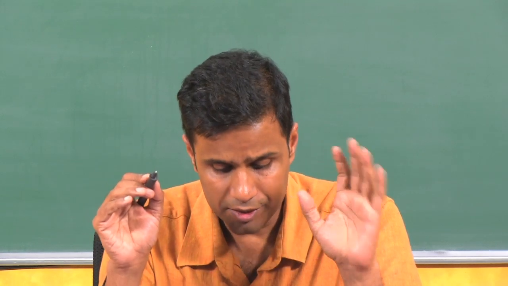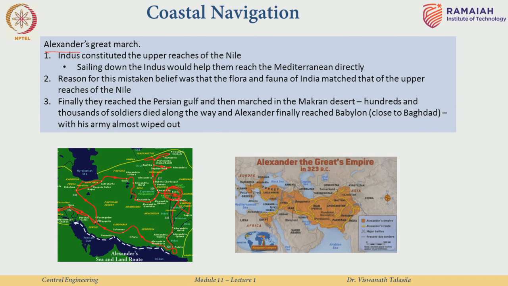So a decision was taken that from Takshila, they would have to go back to Babylon, where the empire was. So let's say Takshila was somewhere over here, and Babylon, which is modern day Baghdad in Iraq, was somewhere over here. Okay, and the idea was that Alexander and his army would navigate from Takshila to Babylon, or modern day Baghdad, based on the surveys which his people had done.